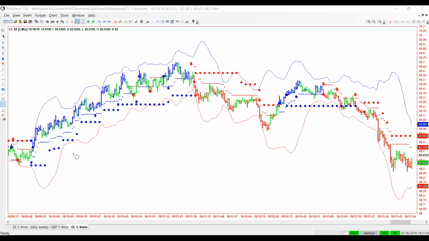Take a look at the crude 1-minute, 3-minute chart. Again, not going to touch it over here. You're touching the upper bands. And again, it's the same rules. It's the same colors and dots. This could be any chart in the world. It could be any time frame, any chart. AbleTrend works equally well on every chart, all charts and all time frames.